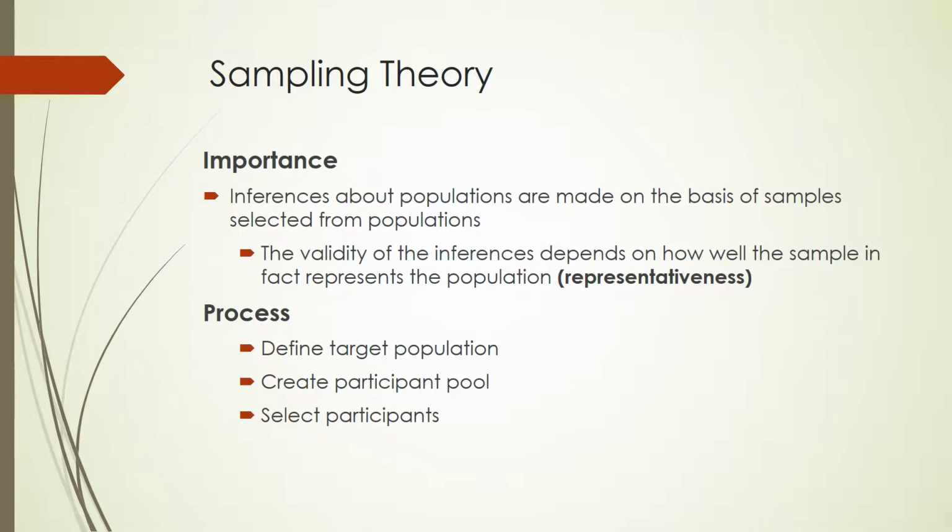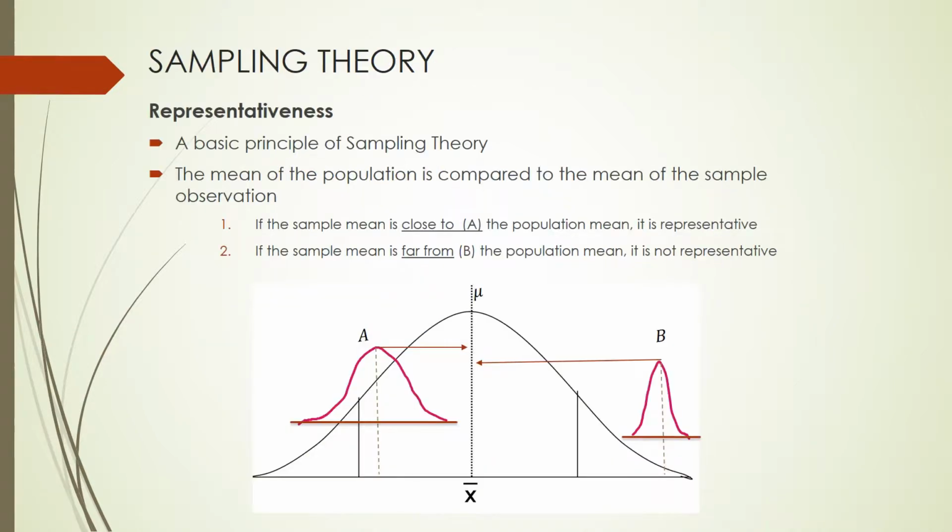Sampling theory is important because inferences about populations are made on the basis of samples selected from populations. The validity of the inferences depends on how well the sample represents the population. This is representativeness. The process involves three steps: define target population, create participant pool, and select participants. Representativeness is a basic principle of sampling theory.